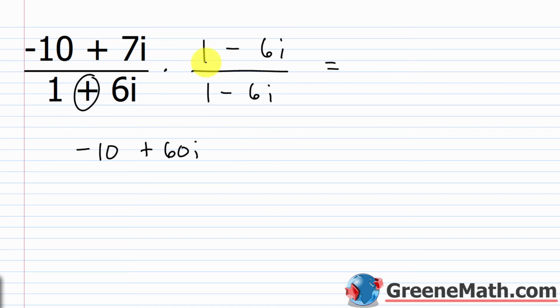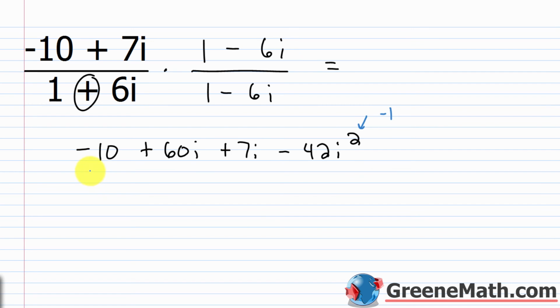The inner, 7i times 1 would be positive 7i. And then the last, 7i times negative 6i, would be minus 42i squared. Now again, this i squared has a value of negative 1, so keep that in mind.